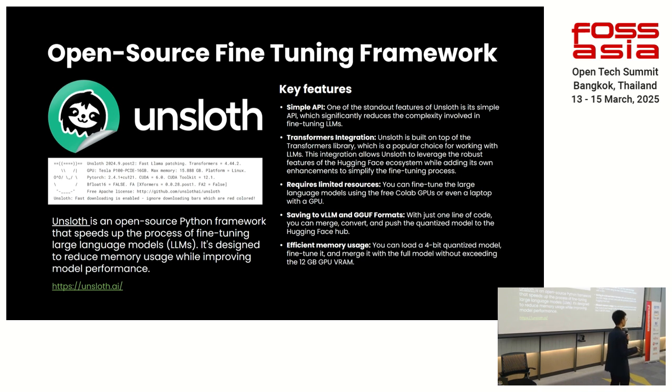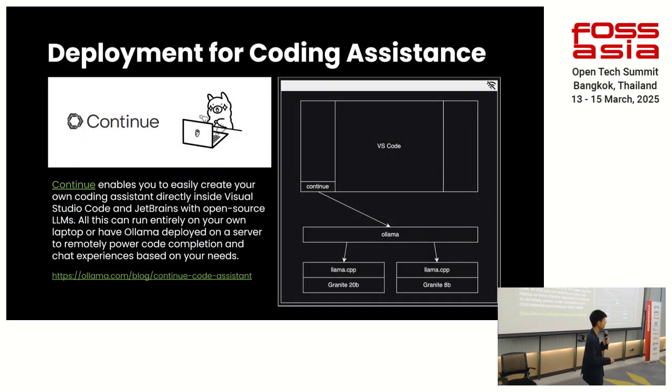Unsloth is an open Python framework that you can install within Google Colab, and you can train the model or fine-tune it from a dataset from Hugging Face, and then you can use it within Unsloth. Or maybe you can deploy it to help you with coding within VS Code.